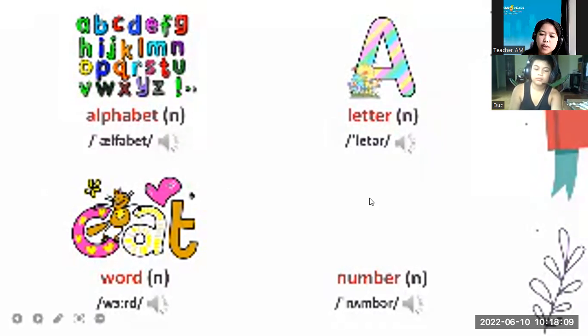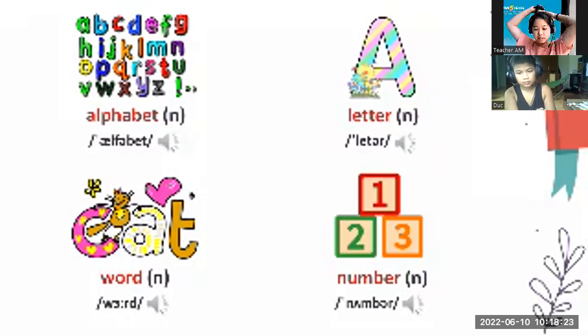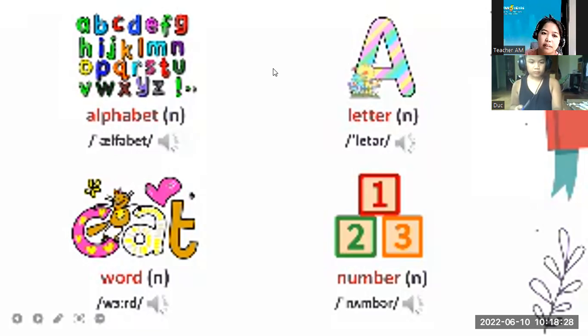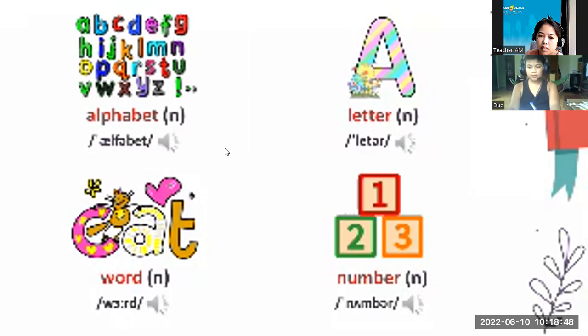Okay, so next we have number. Number. Okay, these are numbers. How many numbers can you see? It's three numbers. Okay, what are those numbers? We have one, two, three. Okay, so what is this again, Duke? This is three number.